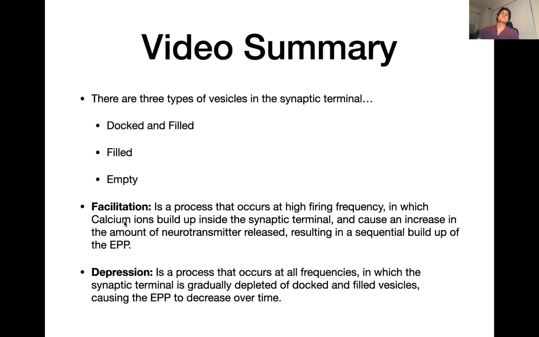We also talked about facilitation, which is a process that occurs at high firing frequencies. It's a process in which calcium builds up inside the synaptic terminal, which causes you to increase the amount of neurotransmitter released per stimulation, resulting in a sequential buildup of the end plate potential. And then we talked about depression. Depression is a process that occurs at all frequencies in which the synaptic terminal is gradually depleted of docked and filled vesicles, causing the EPP to decrease over time.